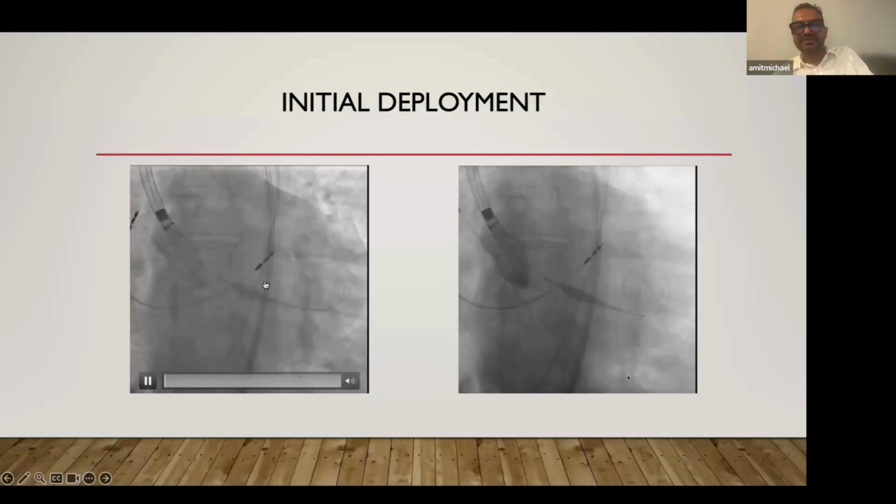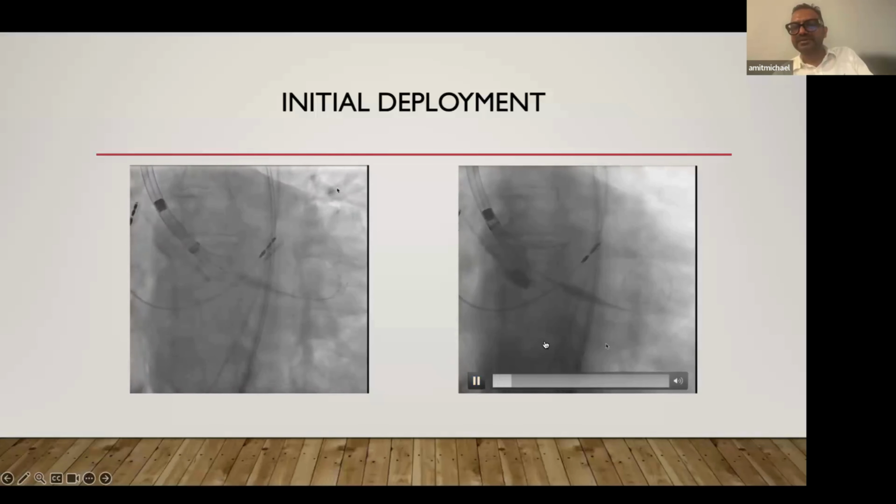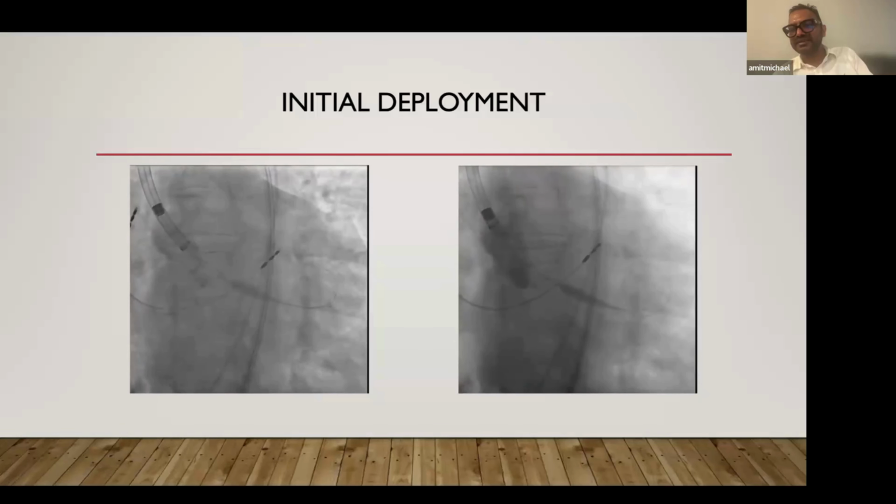So when we did an 80% deployment and then took another picture, now if you look at this one, we still haven't released the valve, but you see that 3 millimeter marker is there, but then there's a long gap. So this valve kind of jumped in a bit. Here in this picture, it's almost 6 to 7 millimeter deep, which is not an acceptable position. So then we had to recapture it again.